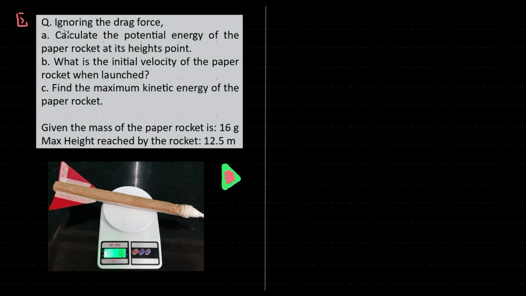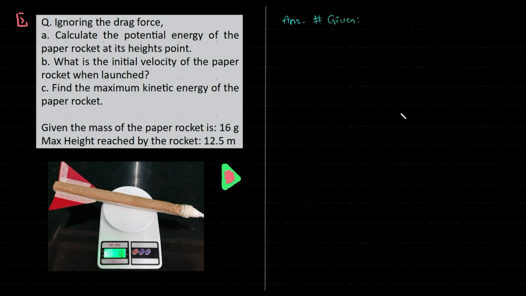So now the question is quite simple. Ignoring the drag force, calculate the potential energy, the initial velocity of the paper rocket, the maximum kinetic energy, and so on. So let's do this using the idea of mechanical energy. First things first, we'll write the given.